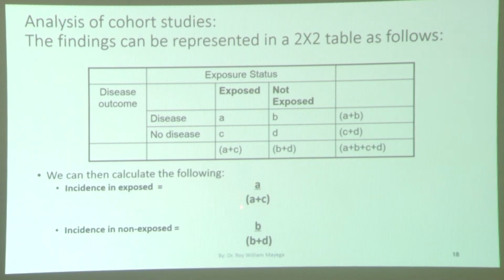And likewise, the incidence in the non-exposed: the total non-exposed is B plus D, and the proportion of those with the disease in the non-exposed is B over B plus D, which is the incidence in the non-exposed. And then we can compare the two incidences, as we shall see later.